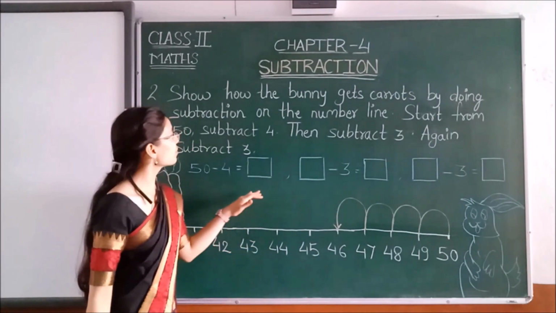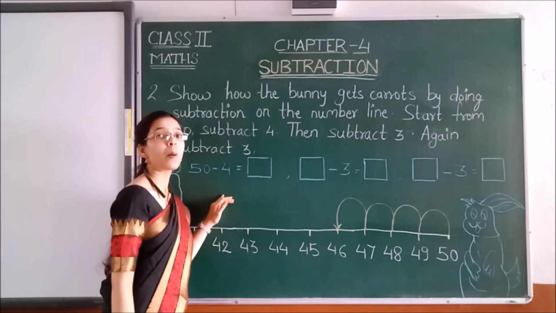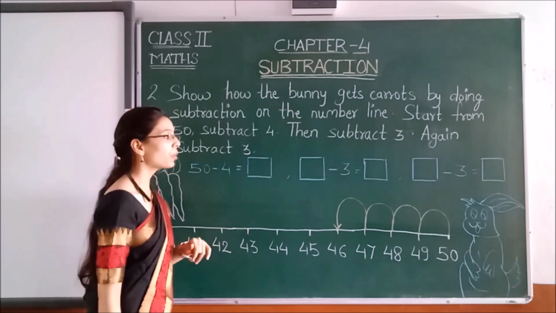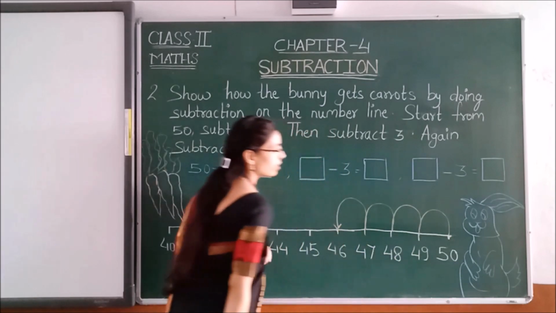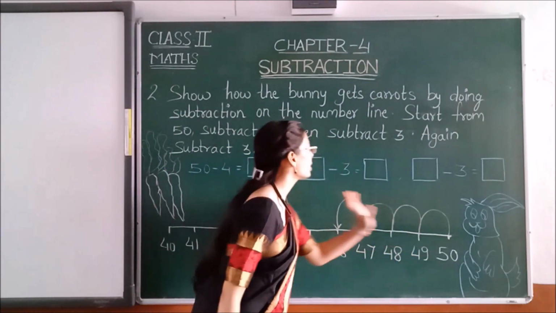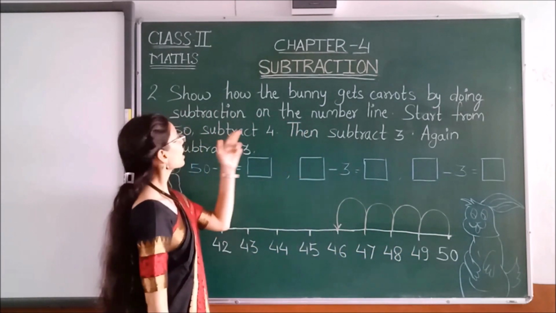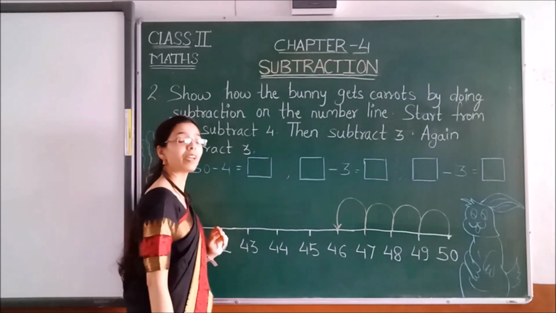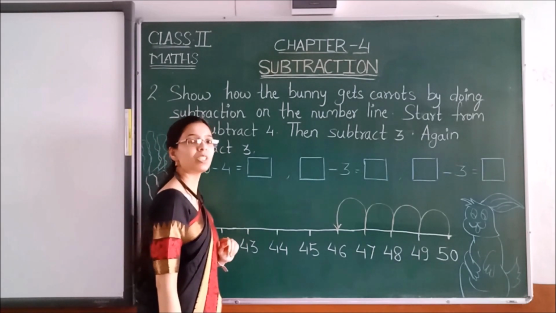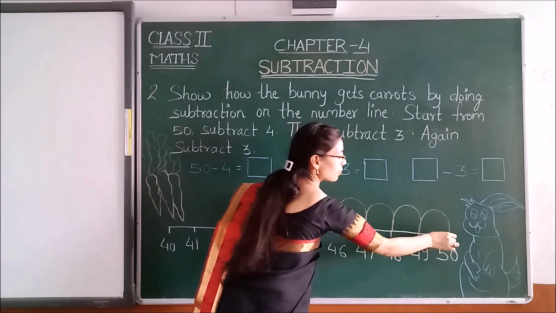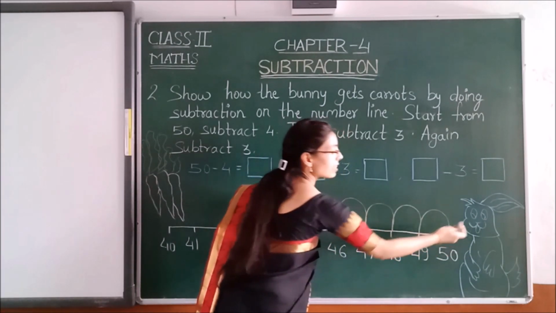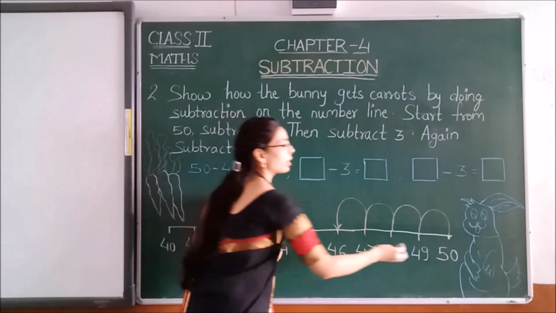So, we will do this subtraction by backward counting. The bunny will start from 50. You will start from 50 and subtract 4. So, when we do subtraction by backward counting, we will go backward. Start from 50 and you will take 4 steps backward.